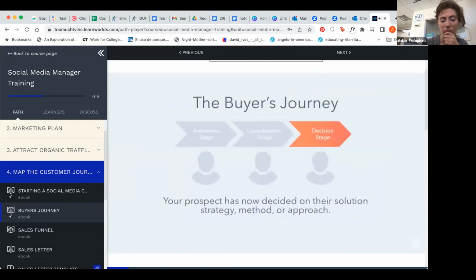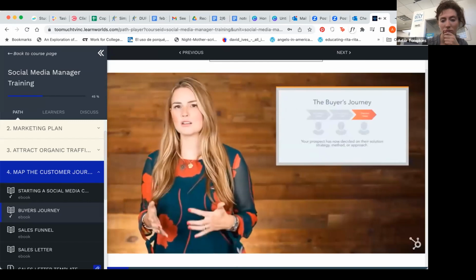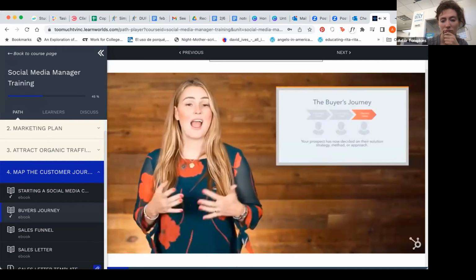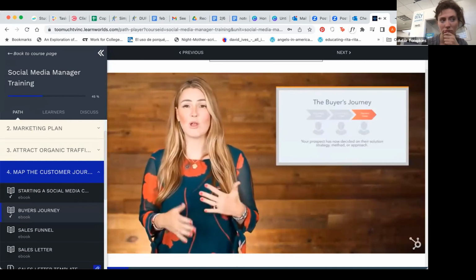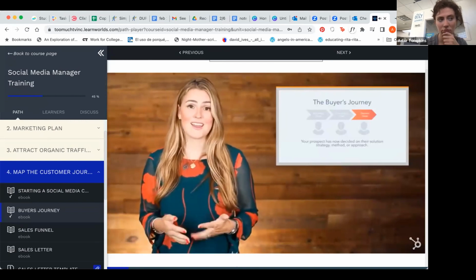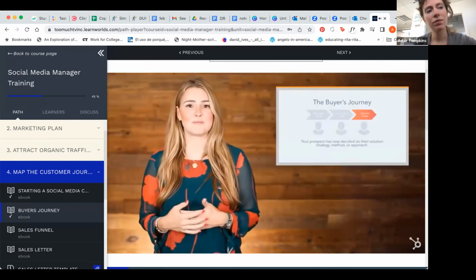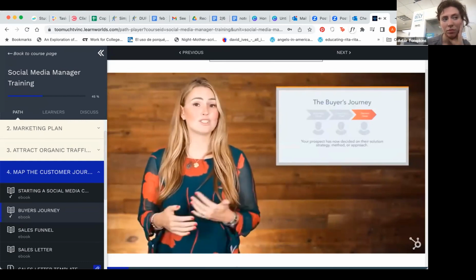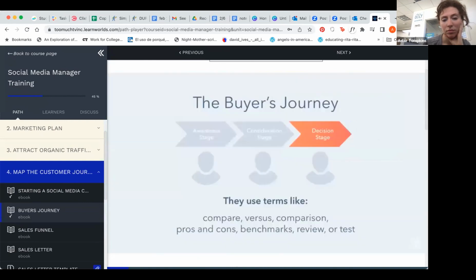The decision stage is where your prospect has now decided on their solution strategy, method, or approach. This is where they might be compiling a long list of all available vendors and products in their given solution strategy. At this point, they're researching to whittle the long list down to a short list and ultimately make a final purchase decision. They might decide on the one that best meets their needs, or they might go with the solution they find first. They're using relevant terms like compare, versus, comparison, pros and cons, benchmarks, review, or test.